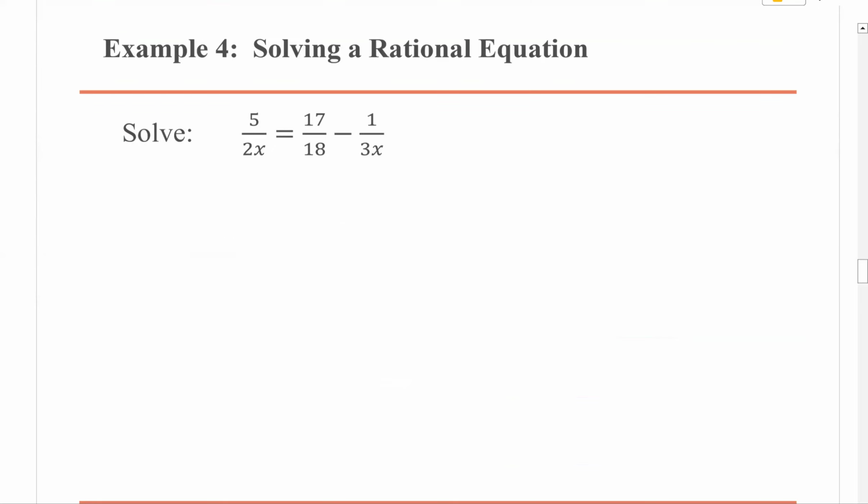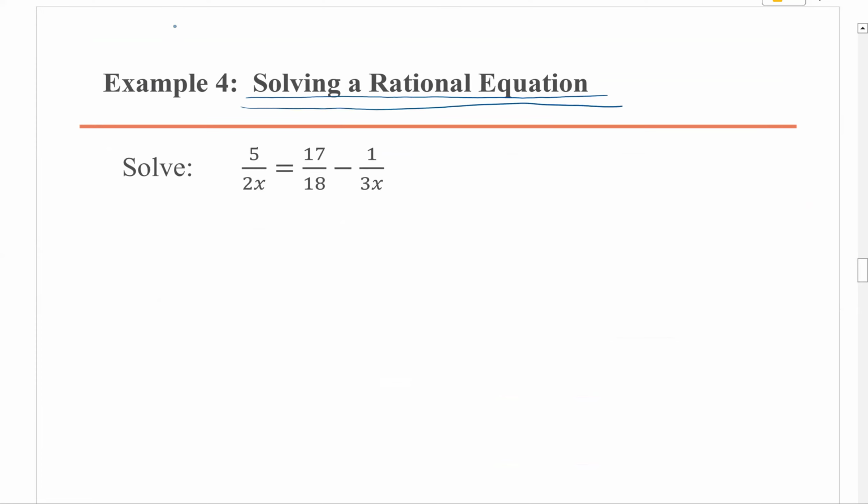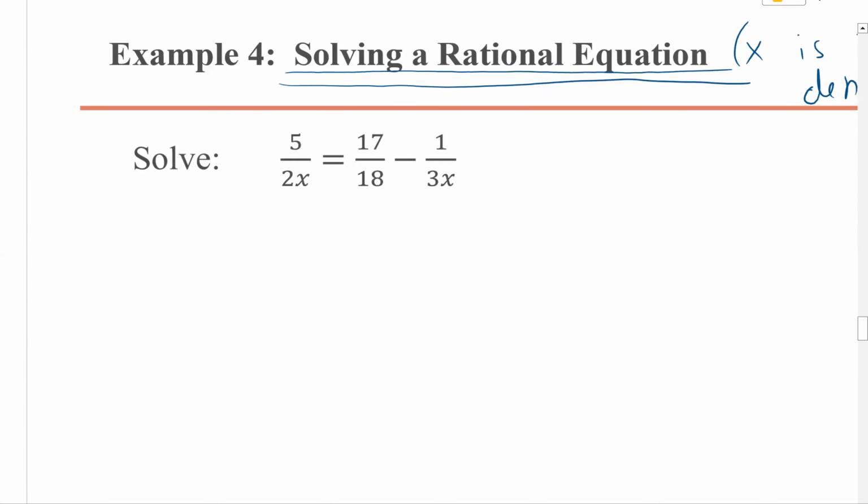Okay. Now notice that here they're saying solve a rational equation. They didn't say solve a linear equation. That's because we see x in the denominator. Okay, but we're still going to go about it the same way. Instead of multiplying by a least common denominator that is a whole number, we're going to multiply by a least common denominator that's some kind of rational expression involving x.